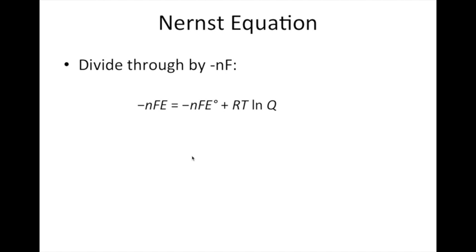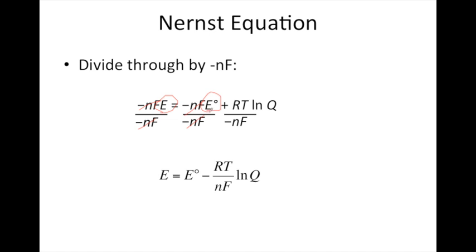So now let's take the equation that we just derived here and let's manipulate it just a little bit. Let's divide through by negative nF. Again, n is the number of moles of electrons transferred, F is Faraday's constant. So let's divide our equation through. If we do that, our negative nF cancels here, and it cancels here. So we're left with E standard.